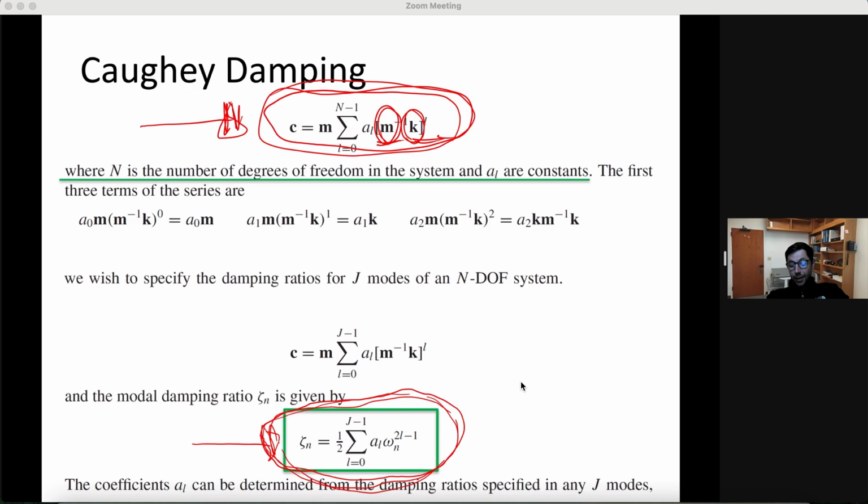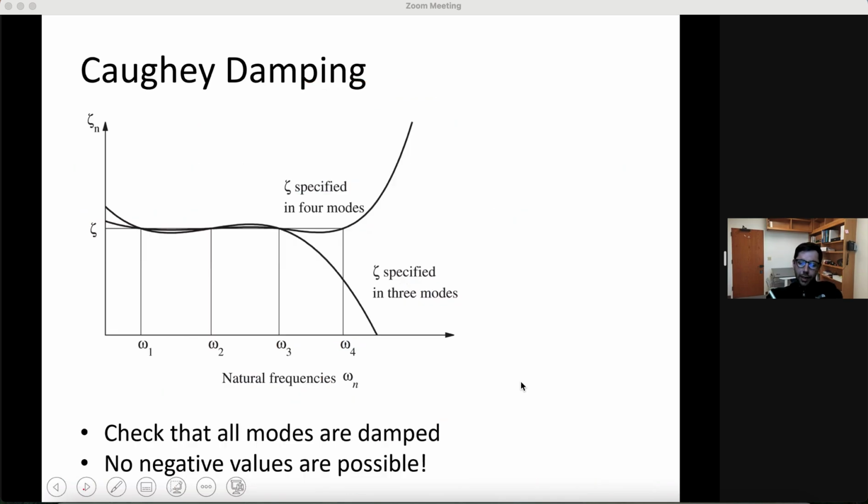Now, clearly, in this equation, you will define for how many modes of the n degree of freedom system you want to define the equivalent viscous damping, if you wish, using the series. In the following slide, an example is given. Imagine that in your multi-degree of freedom system, using the previous formula, you are defining the equivalent viscous damping for only 3 modes of vibration.